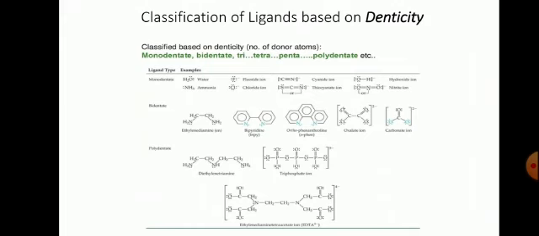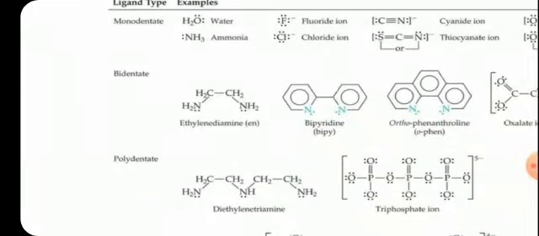Such ligands are called monodentate ligands. If a ligand and a metal have more than one point of attachment, they will be called polydentate ligands, like bidentate ligands or tridentate ligands or hexadentate ligands. Some examples of bidentate ligands are in front of you. For example, ethylene diamine, which is nothing but a bidentate ligand.